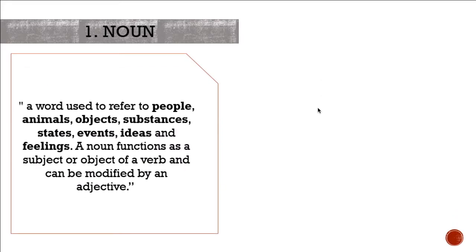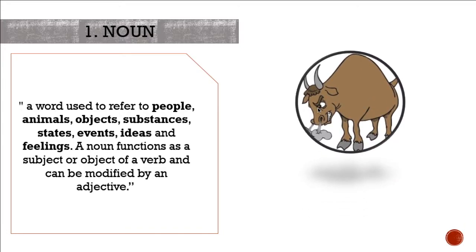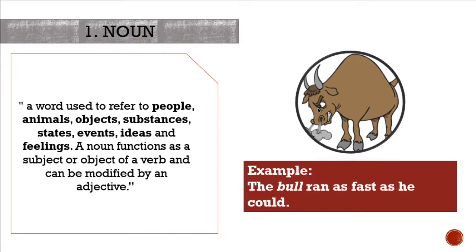First up, the noun. A noun is a word used to refer to people, animals, objects, substances, states, events, ideas, and feelings. A noun functions as a subject or object of a verb and can be modified by an adjective. Let's look at an example. Take a look at this bull. The bull is our noun. Let's put it in a sentence. The bull ran as fast as he could. Here in this sentence, you can see that the subject of the sentence is the noun bull.